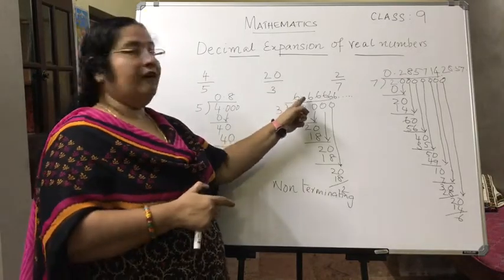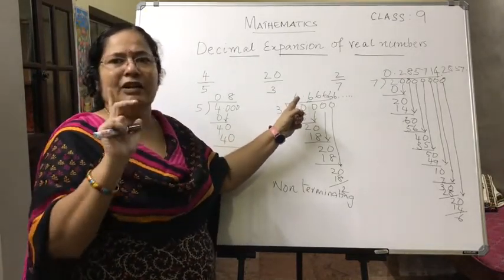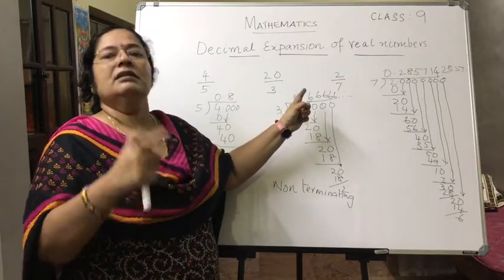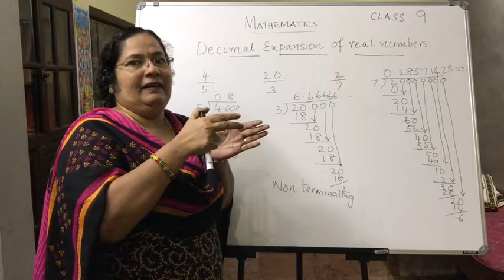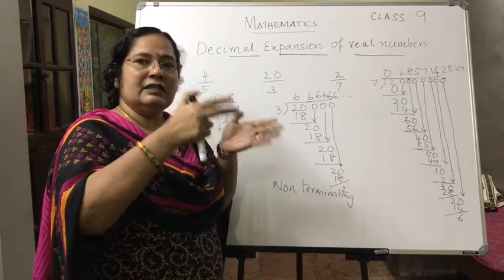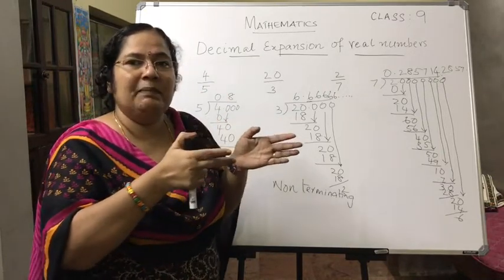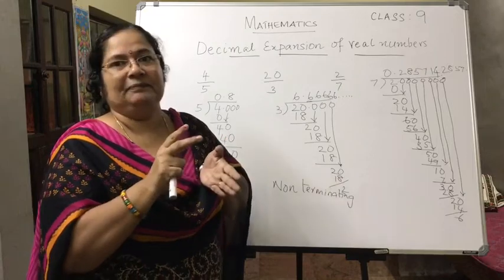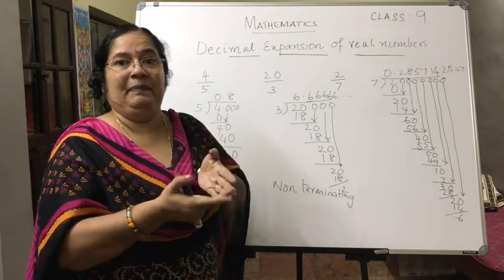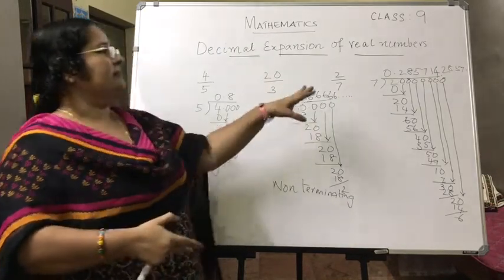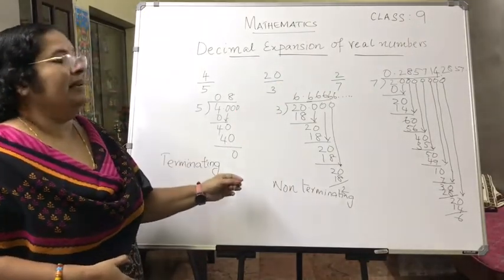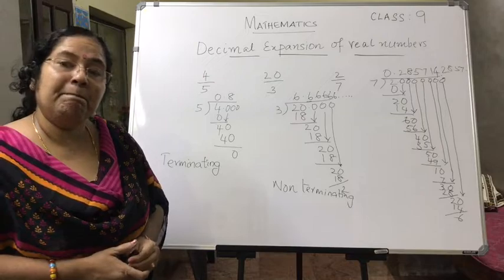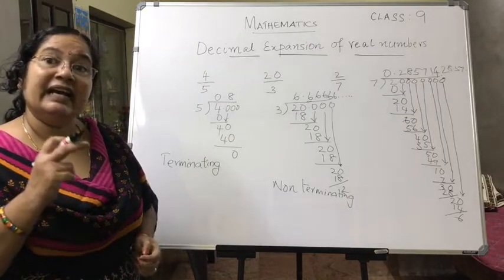Here also see, after how many slots is it repeating? After one slot. 6, 6, 6, 6. So there is a definiteness there. After a particular slot, the digits are being repeated. It is repeating. So such an expansion, we call it non-terminating and repeating or recurring.